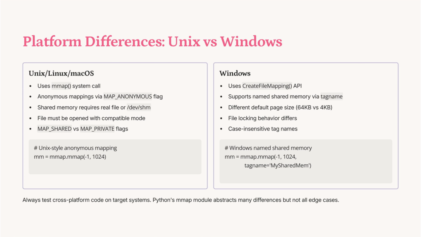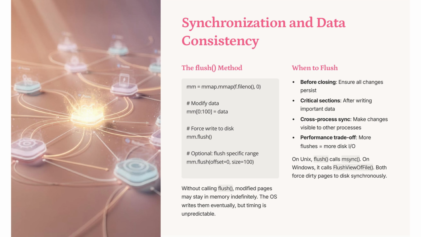Unix requires a real file, or /dev/shm, for shared memory, whereas Windows supports case-insensitive tag names. Always test cross-platform code, as Python's mmap abstracts many differences, but not all edge cases. To ensure data consistency, use the flush method in memory-mapped files. This forces modified pages to disk, crucial before closing files or after critical updates.